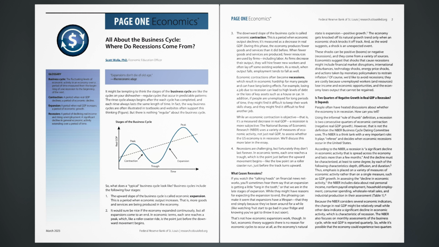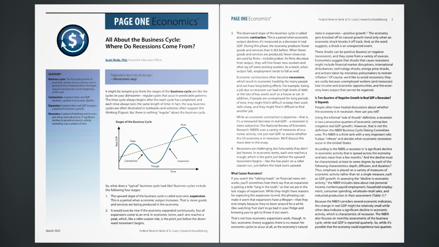Macroeconomic adage. It might be tempting to think the stages of the business cycle are like the cycles on your dishwasher. Regular cycles that occur in predictable patterns. The rinse cycle always begins after the wash cycle has completed. And each rinse always lasts the same length of time. In fact, the way business cycles are often illustrated in textbooks and websites often supports this thinking. Figure. But there is nothing regular about the business cycle.